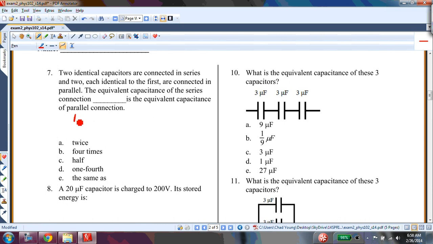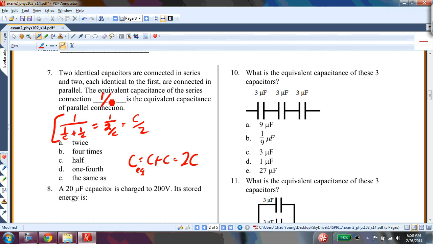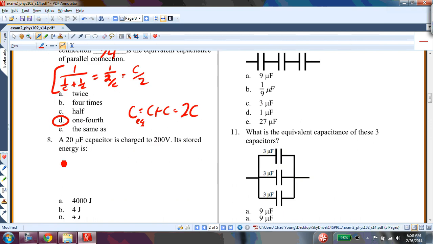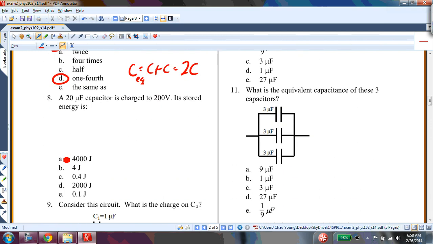So for the series connection, it's going to be 1 over C plus 1 over C. It's going to be 1 over 2 over C, which is C over 2. And then for the parallel connection, the equivalent capacitance is C plus C, which is 2C. All right, so the equivalent capacitance of the series connection is 1/4 the equivalent capacitance of the parallel connection. Right?